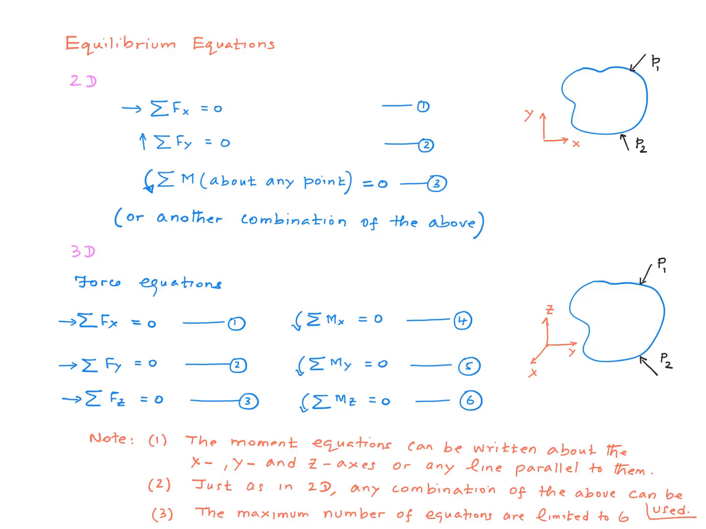The corresponding thing in 3D is that you can write down moment equations about any line parallel to these coordinate axes. Like for example, I can write down a moment equation about the x-axis or any line that is parallel to the x-axis. And similarly, you can write down a moment equation about a line parallel to the y-axis and about a line parallel to the z-axis. Just as in 2D, you can use any combination of these. And finally, you can only write down a total of 6 equations in 3-dimensional analyses.